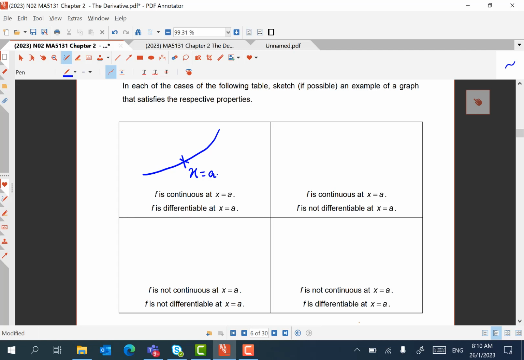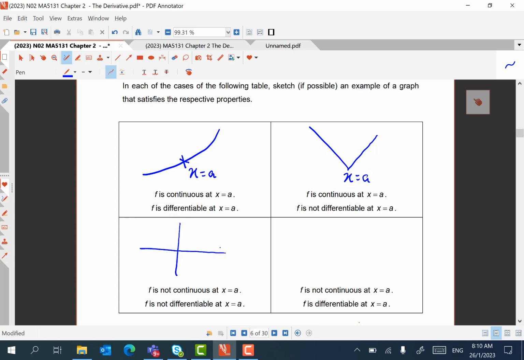Okay, continuous and not differentiable. We have learned that if you have a sharp corner like this, it is continuous but not differentiable. When you have sharp corners, it is given a name. It is a cusp. C-U-S-P, cusp.